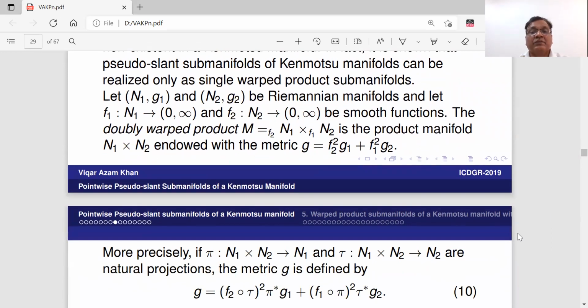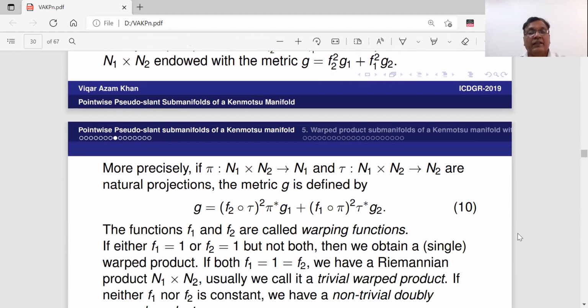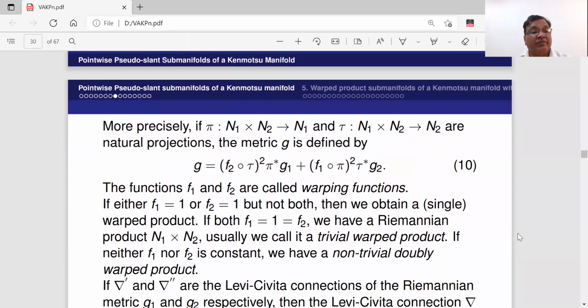And to find some formulas, we consider projections. Pi denotes the projection of N1 times N2 onto N1, tau denotes the projection onto the second factor, then G is precisely defined by formula number 10. Now some special cases: if F1 is 1 or F2 is 1, that is, the function is constant 1, but not both, then we obtain a single warp product.